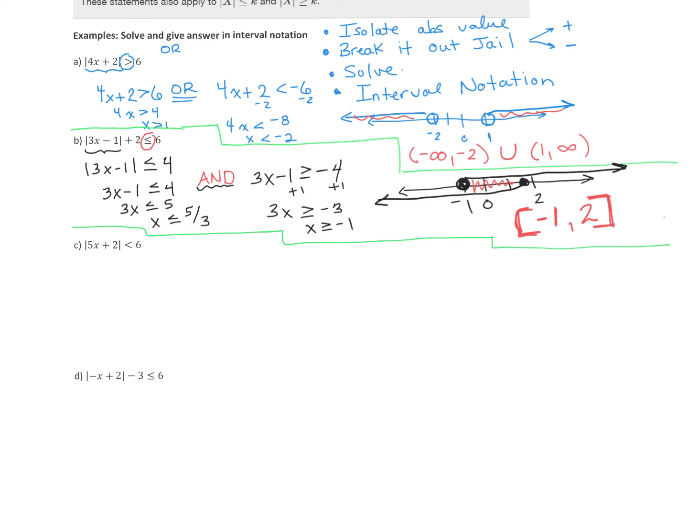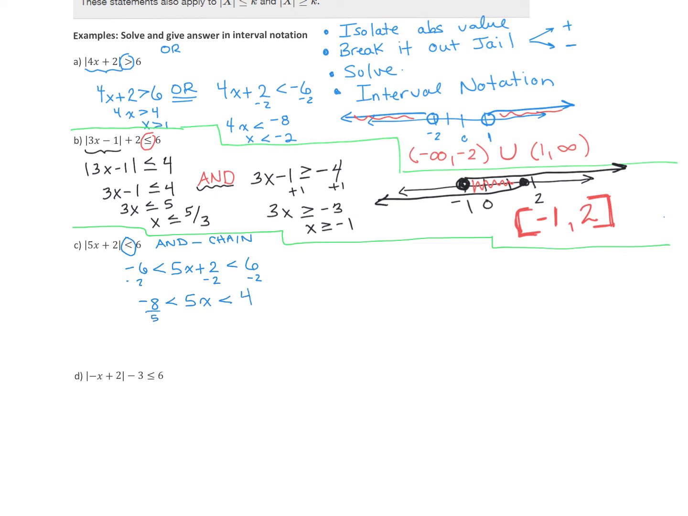So we know we have to drop this absolute value. And because it's a less than, we know it's an and statement, and we could write it as a chain. You cannot do that with an or statement. Basically, what we want to do is sandwich this between -6 and 6 and solve from there. So I'm going to subtract 2. -8 less than 5x less than 4.